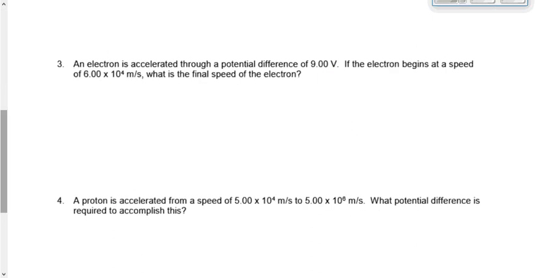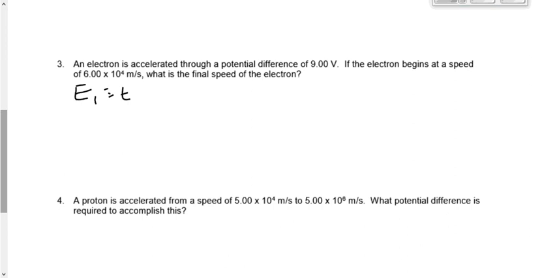Number 3 says an electron is accelerated through a potential difference of 9 volts. The electron begins at a speed of 6 times 10 to the 4. What's the final speed of the electron? This electron is speeding up, right? If it's speeding up, that's like a car doing what? Going down a hill, yeah. And when a car goes down a hill, we say Ei is equal to Ef. So let's set it up that way.